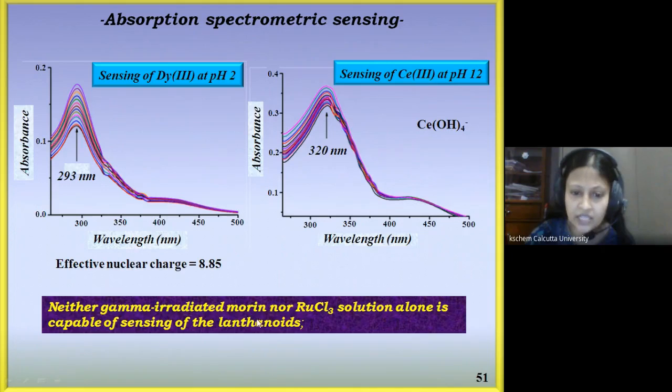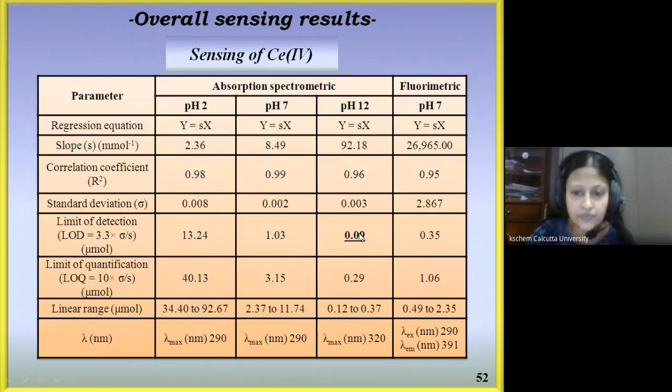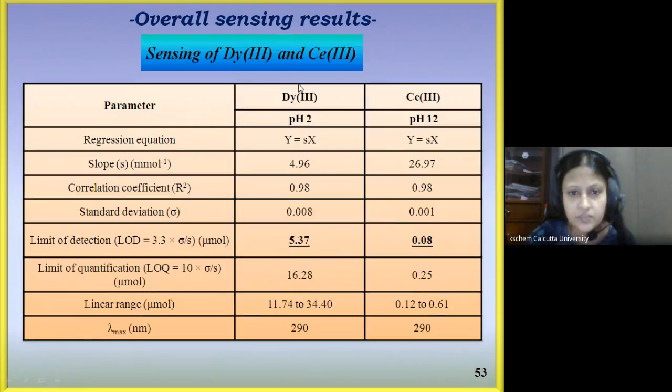Neither gamma irradiated Morin nor ruthenium chloride solution alone is capable of sensing the lanthanoids. Only our Morin complex of ruthenium, and that too in the gamma irradiated condition, is capable of sensing these ions. Now for cerium-4, we can see that the lowest detection limit is 0.09 micromolar at pH 12. For dysprosium-3, the LOD is 5.37 micromolar, and for cerium-3, it is 0.08 micromolar by absorption spectrometry.